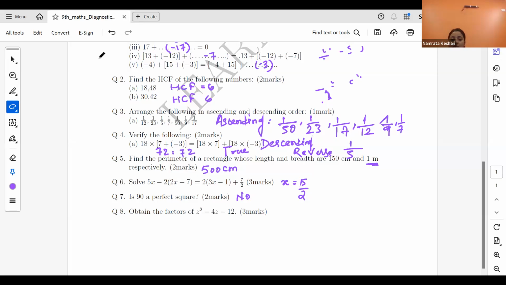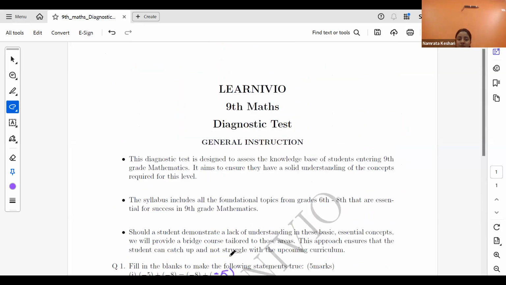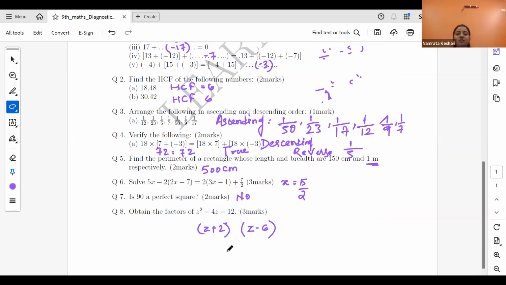Ma'am, is it z plus 2? Can you please repeat, Gauri? z plus 2, and z minus 6. Perfect. Okay, yeah. So yes, all the answers are correct. Now we are done with this paper, and we are done with the discussion as well.